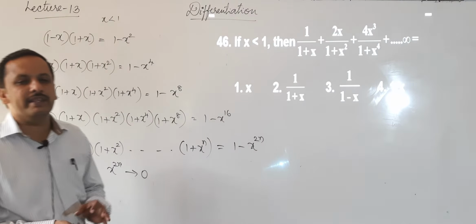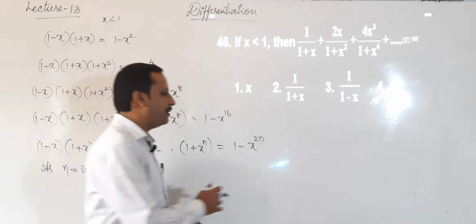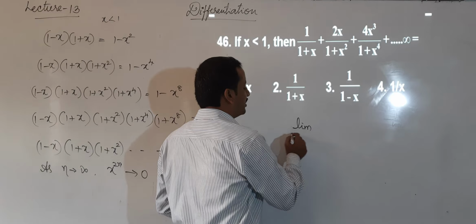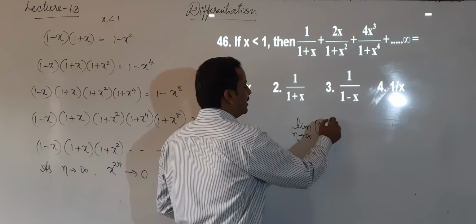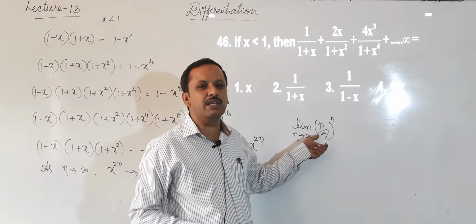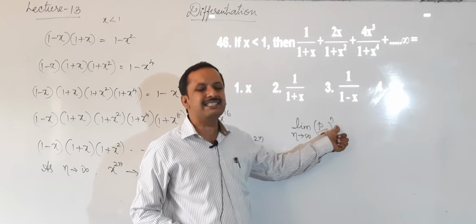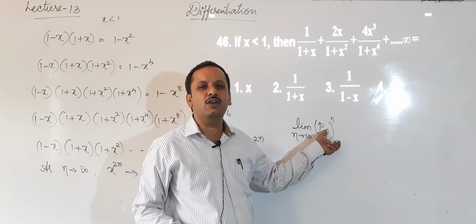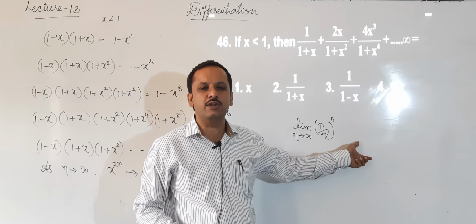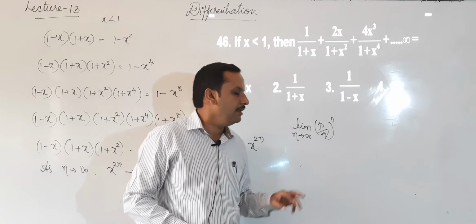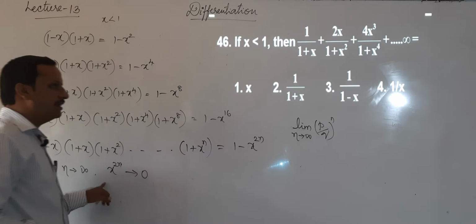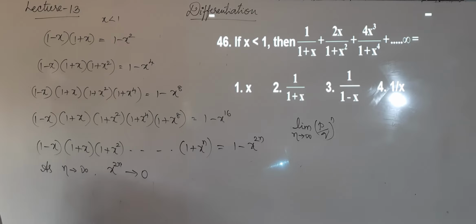As you know, when you have the limit as n tends to infinity of (p by q) whole power n, if this fraction p by q is less than 1, then as the power tends to infinity, the value of the fraction will tend to 0. If it is greater than 1, then it will tend to infinity. Now I am talking about x less than 1, therefore x power 2n will tend to 0.